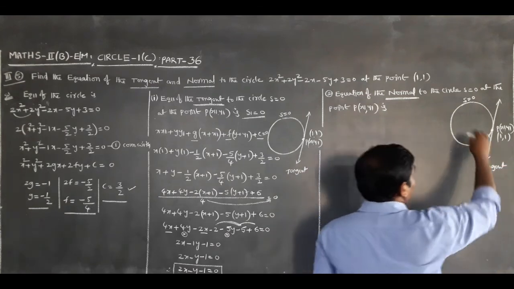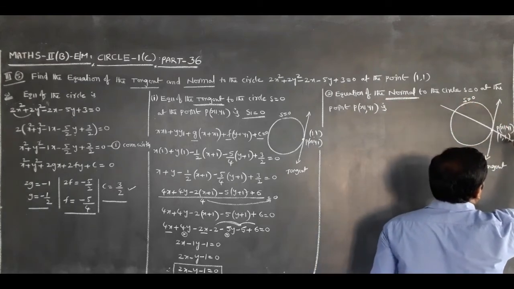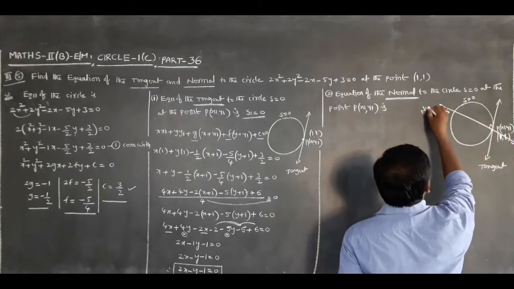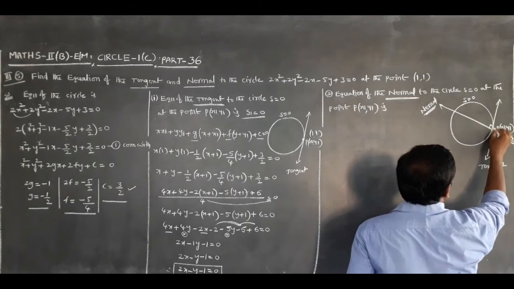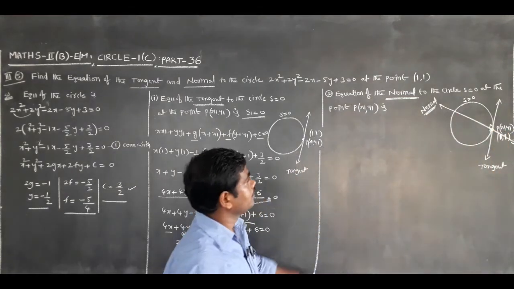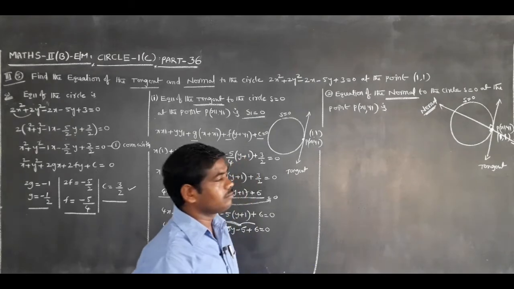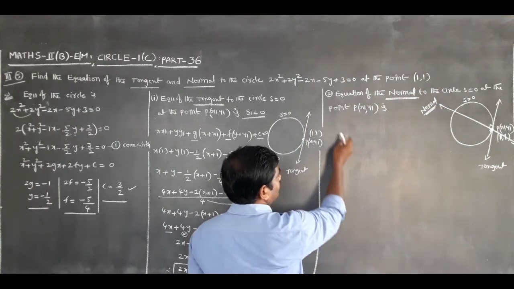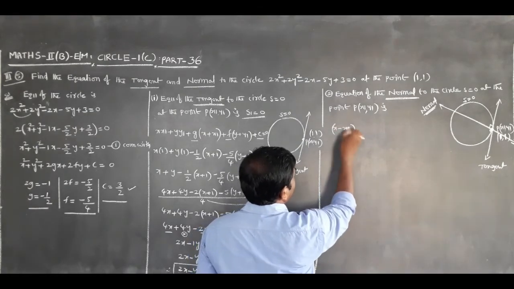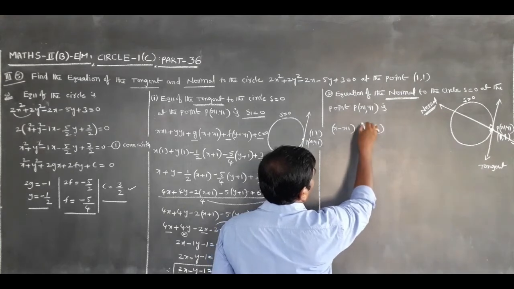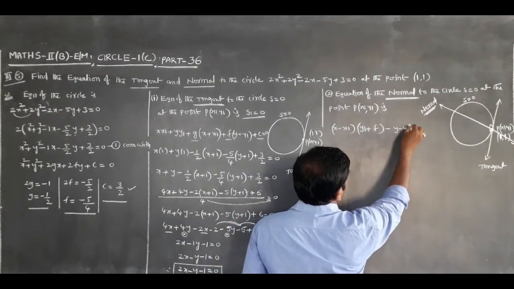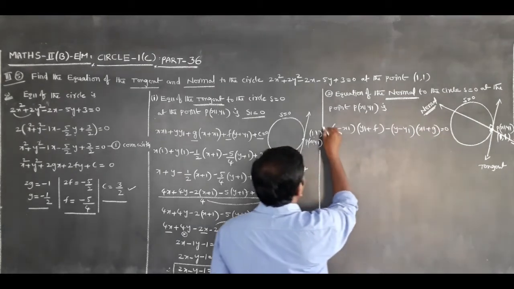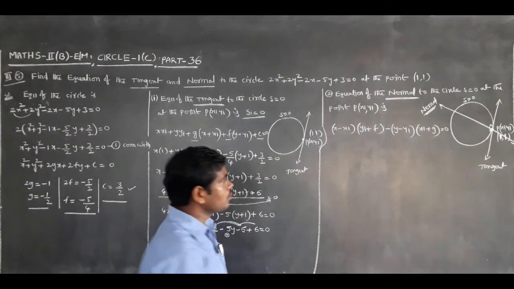Normal means normal is always perpendicular to the tangent and passing through the point. Here the equation of the normal to the circle S is equal to 0 at the point P(x1, y1) is (x minus x1) into (y1 plus f) minus (y minus y1) into (x1 plus g) is equal to 0.